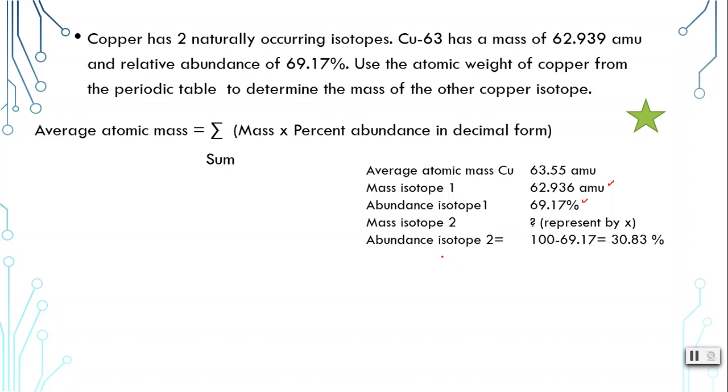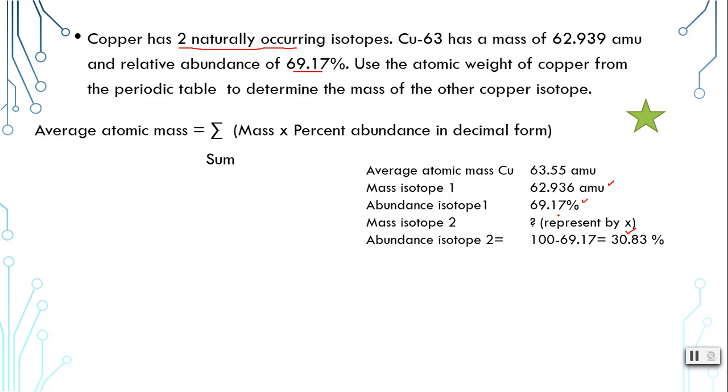I wasn't given the mass of the second isotope. That's what I'm looking for. I'm going to represent it in my equation up here by the variable x for a second. I did not give you the abundance of the second isotope, but that is easily calculated by the fact that there's only two naturally occurring isotopes. And if one of them is 69.17%, then the total of them must be 100%. So I can subtract 69.17 from 100 to get my percent abundance for the second isotope.